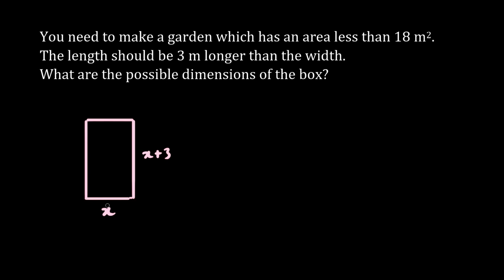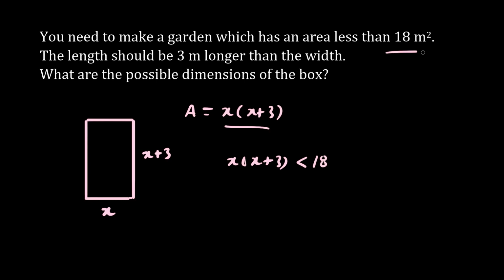3 meters longer than the width. And we know that the area formula is base times height for a box, which is x times x plus 3. And this being the area, we want the area to be less than 18, given over here. We see that we have a quadratic inequality statement.